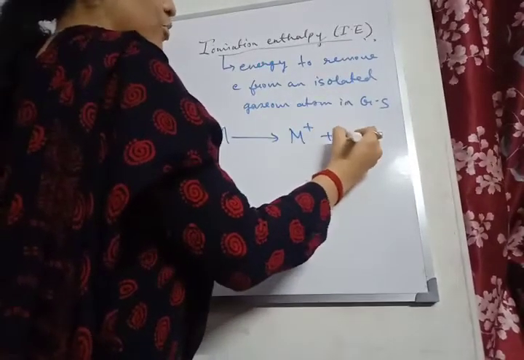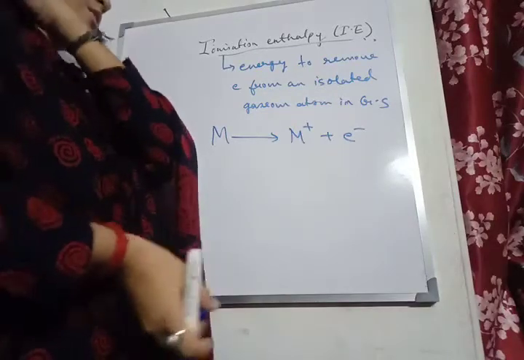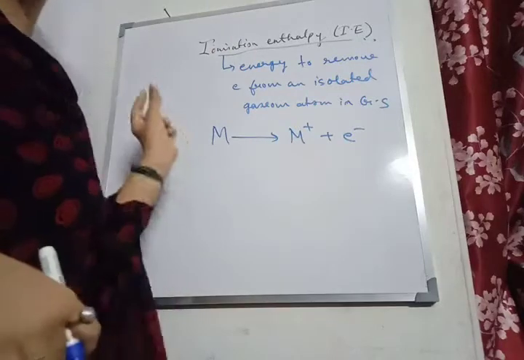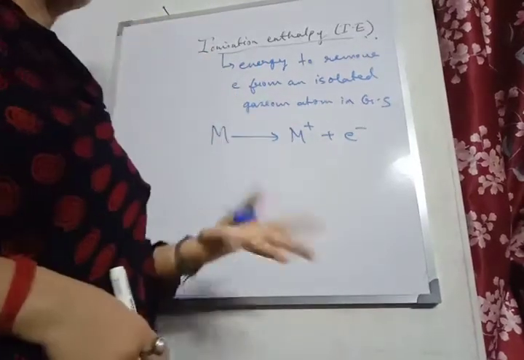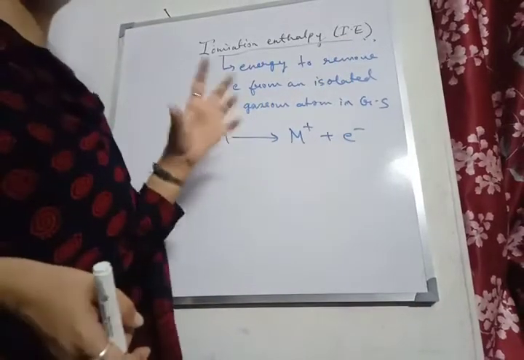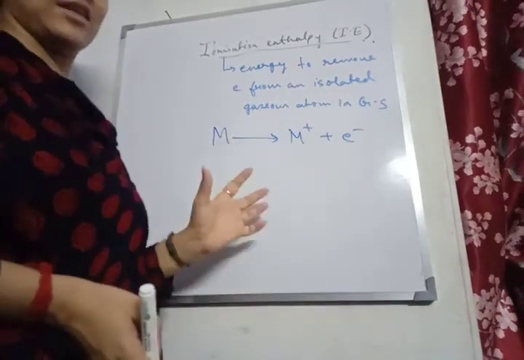That means here we are going to convert an atom to its respective cation. Now here basically the valence electrons are removed. Usually valence electrons are removed here, but yes, for d block elements the d electrons can also be removed. But here basically we are speaking about the s and p block element variation. So for them the electrons that are removed are the valence electrons.